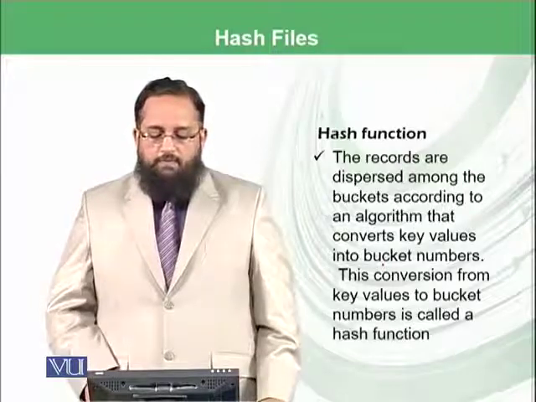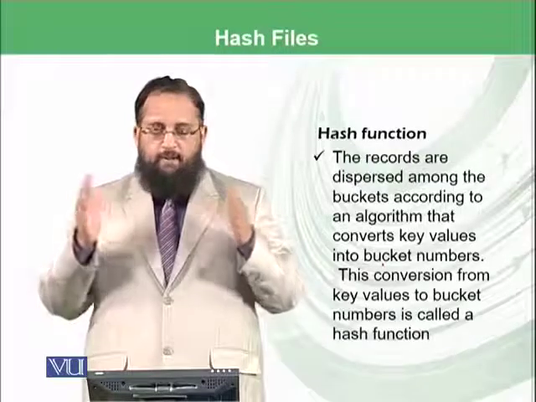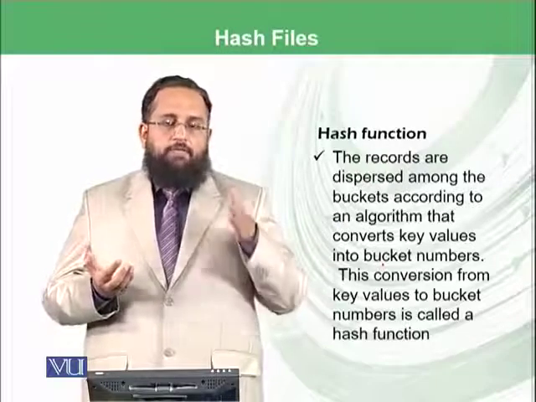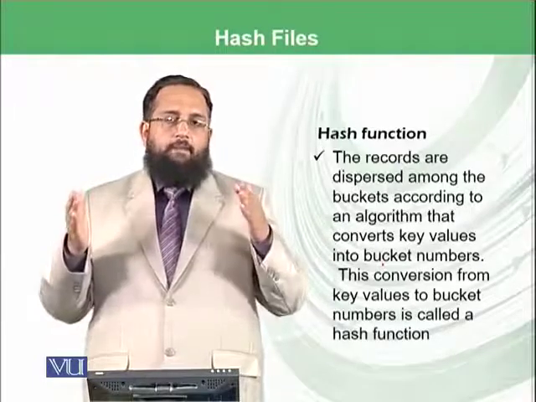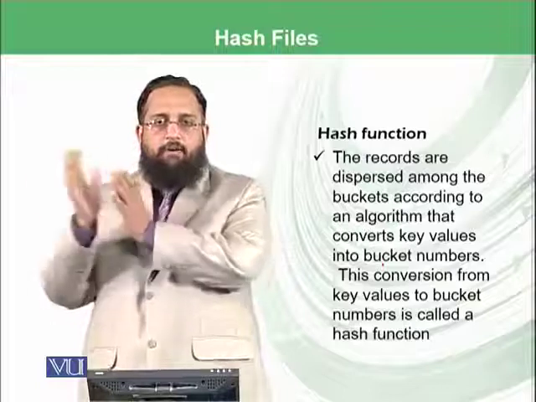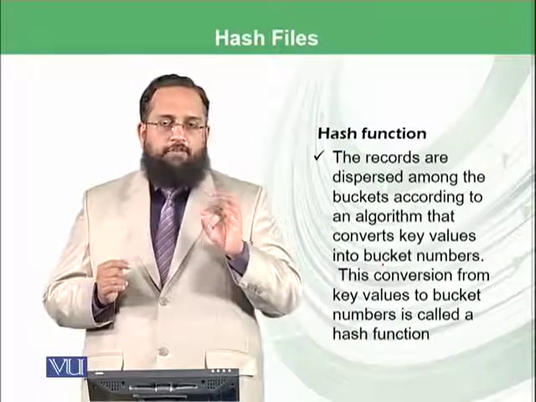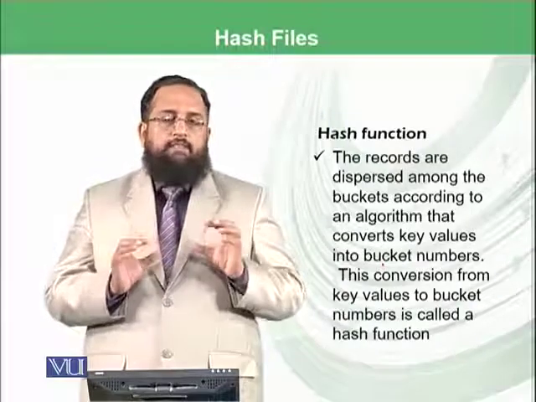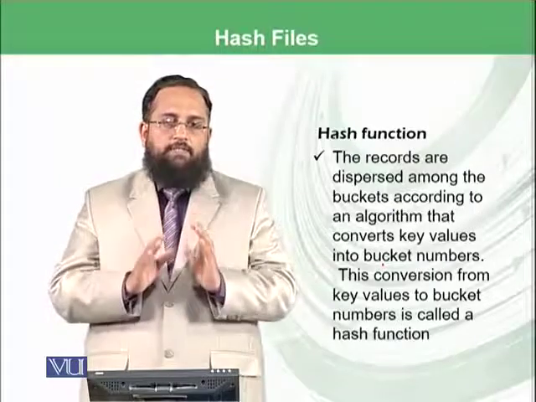So what is a hash function? The records are dispersed among the buckets according to an algorithm that converts key values into bucket numbers. Suppose we are again discussing the same example. Our starting address is 1000 on the drive, and our bucket size is, for example, 500. So the first bucket is 500, the next bucket is 500, the next bucket is 500. Whatever record we want to store, we will make a hashing function which will identify in which bucket it will be stored, and in that bucket, where space is available, we will store it after the last address where the last record was stored.